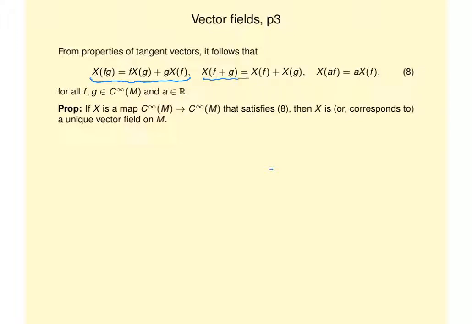Secondly, x is additive. And thirdly, x is linear over the reals. So a there is just a real number, or constant function, if you like. And then there's an important result that these three properties characterize the differential operators, or the Lie derivatives, that come from vector fields. Namely, if x is a map from smooth functions to smooth functions, and it satisfies these three conditions of equation 8, then x corresponds to a unique vector field on M.